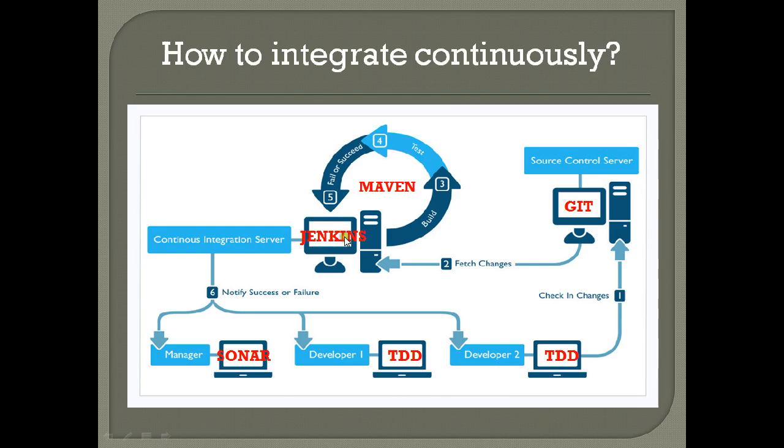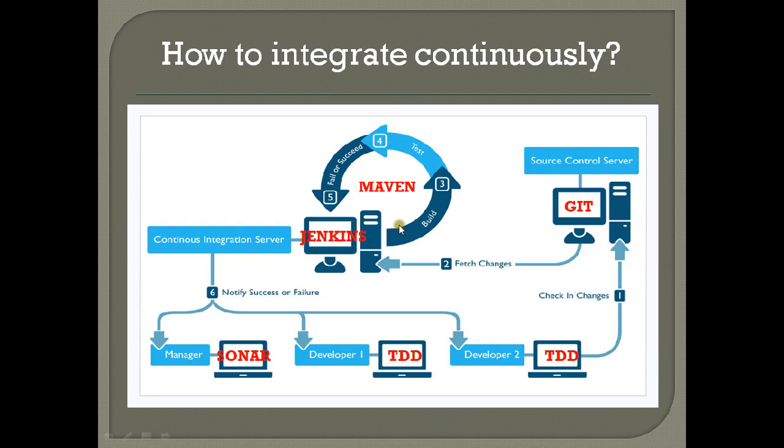Then Jenkins is checking on Git periodically. There are many ways to notify it, but one of those ways is for Jenkins to check continuously in Git, to see if there is a change, if there is something different. If there is, it will take all the new data and it will do a build.